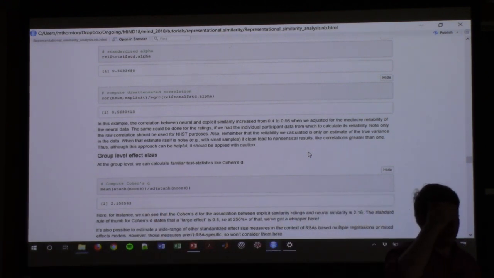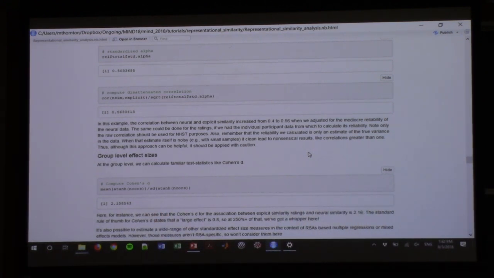So according to the old rules of thumb, 0.8 is a large effect size. So this is a little bit more than twice a large effect size. So it's a huge effect that rating similarity predicts neural similarity. Great, not terribly surprising, but somewhat comforting, I suppose.